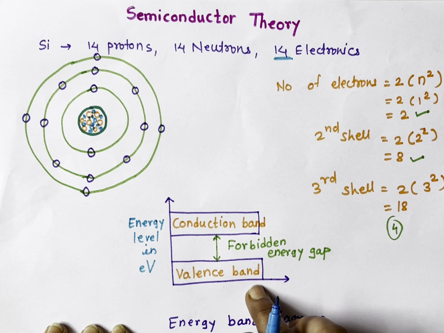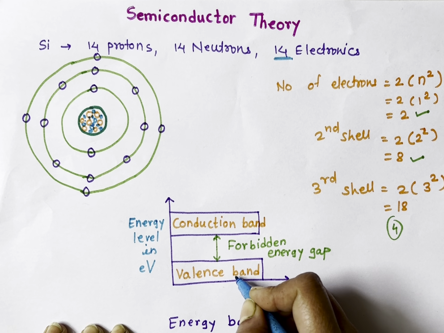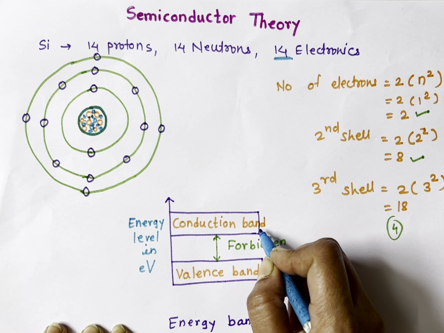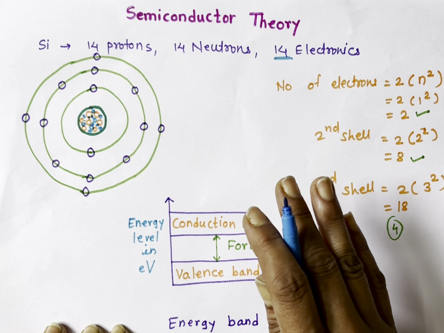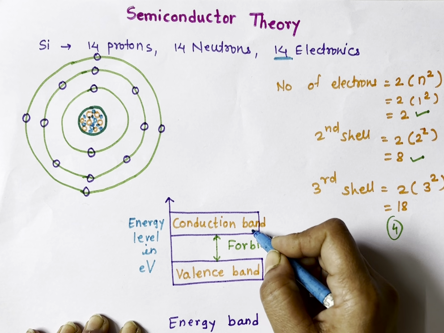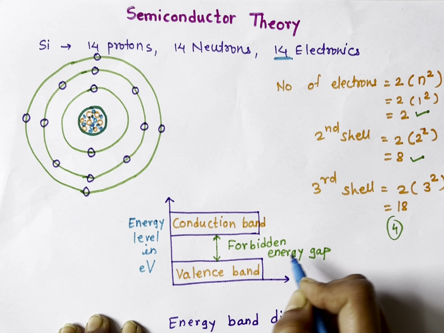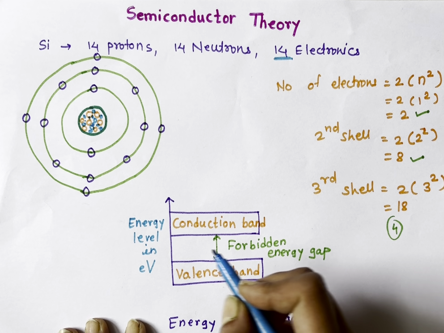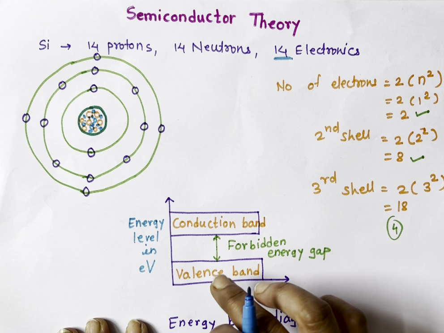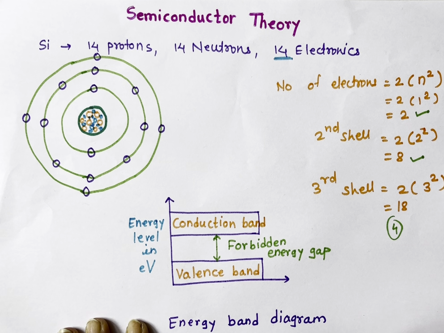Now imagine electrons arranged in energy bands. The valence band contains electrons bound to the atom, and the conduction band contains free electrons that can move around and conduct electricity. Between these two bands, there is a gap called the energy gap or forbidden energy gap. In case of conductors, this gap is almost zero. The valence band and conduction band overlap, and that is why electrons can move freely.